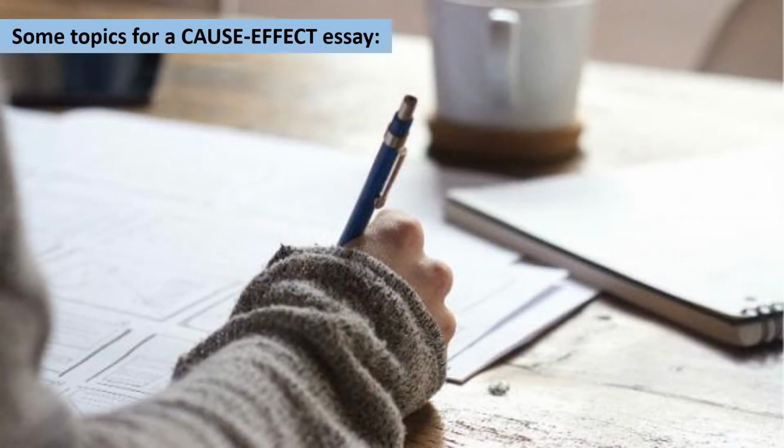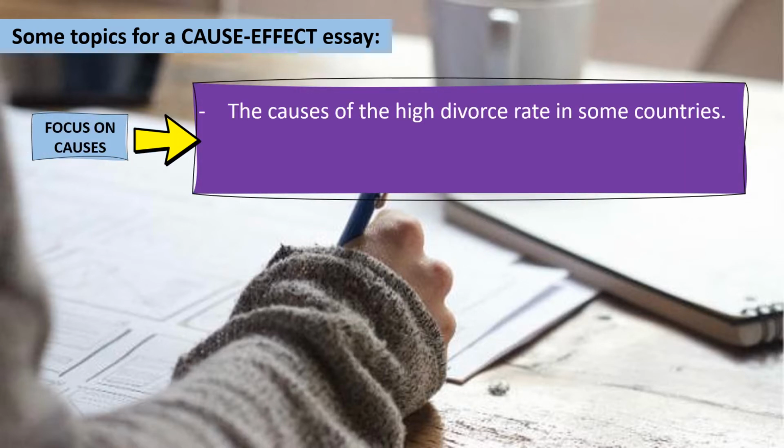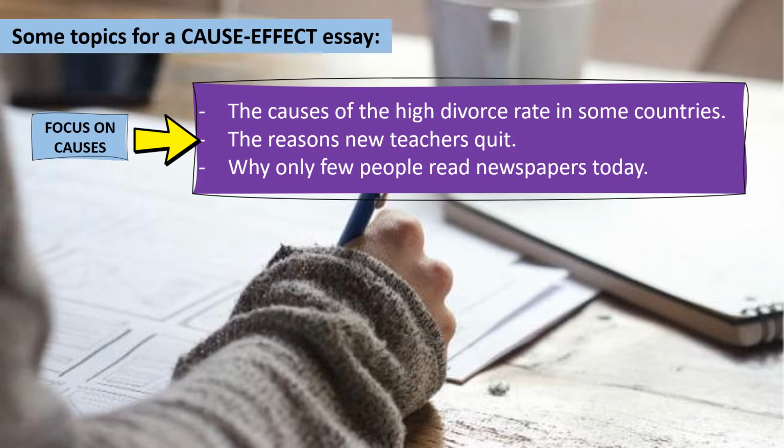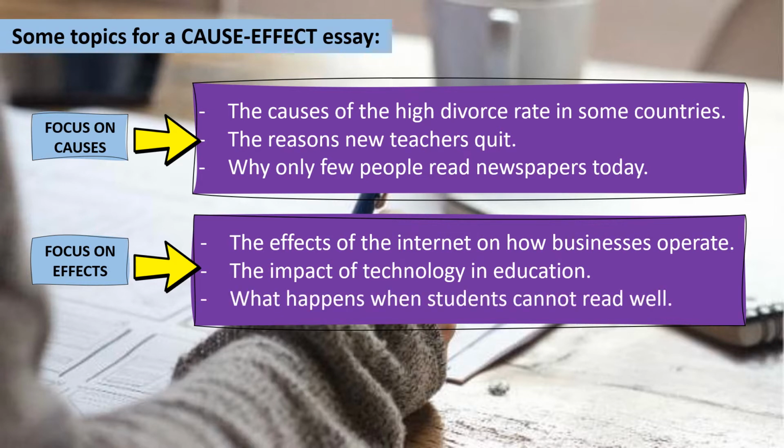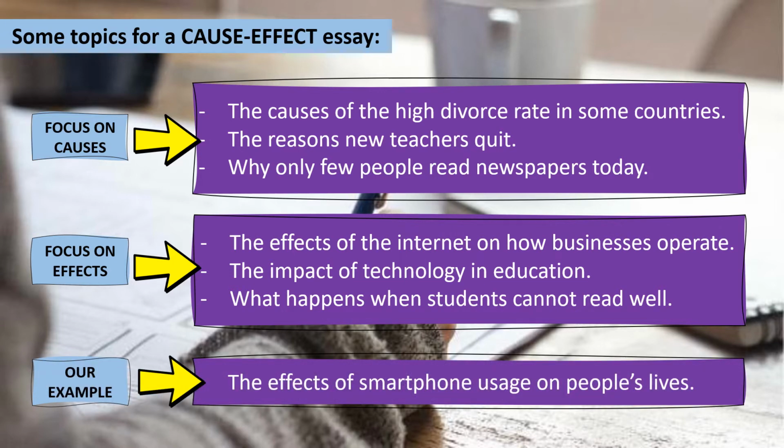Okay, we have some examples of topics for a cause and effect essay. If it focuses on causes, we have, for example, the causes of the high divorce rate in some countries, the reasons new teachers quit, and why only few people read newspapers today. If it focuses on effects, we have the effects of the internet on how businesses operate, the impact of technology in education, and what happens when students cannot read well. For our example, we are going to use this topic, the effects of smartphone usage on people's lives.